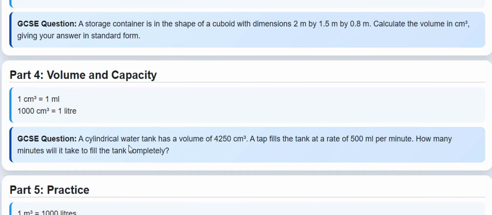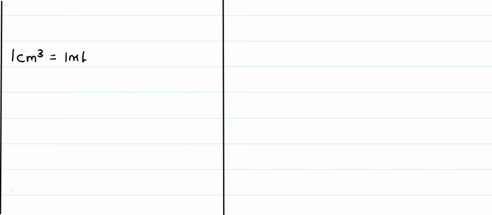So in this question you are told a cylindrical water tank has a volume of 4250 centimeter cubed. Then a tap fills the tank at a rate of 500 milliliters per minute. How many minutes will it take to fill the tank completely? But we already know 1 centimeter cubed is equivalent to 1 milliliter. So we ask ourselves, 4250 centimeter cubed will be equivalent to how many milliliters?